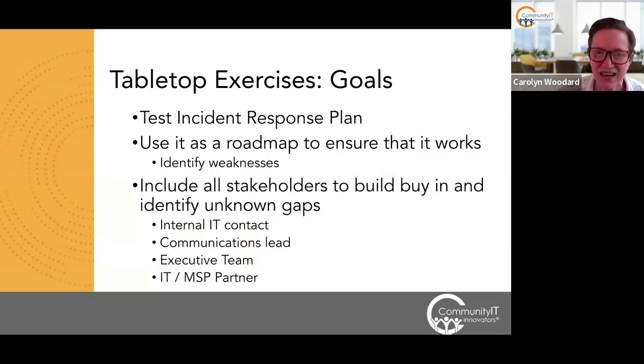We're going to move on to the next slide, which I think, Matt, you're going to talk a little bit about really defining those goals a little bit more. Yeah, so I think the number one goal of the tabletop exercise is to test that incident response plan. As Carolyn provided, we have some resources to help put that together. But essentially, the incident response plan defines for your organization who is responsible for responding when you think there may have been a security incident.